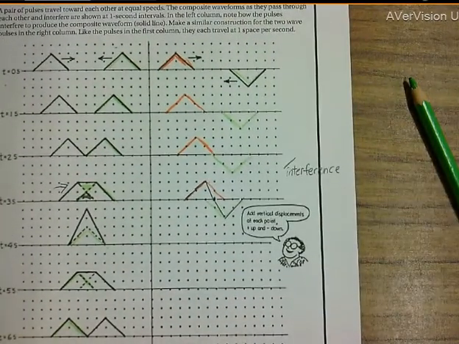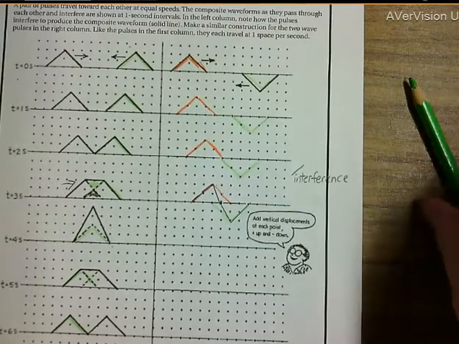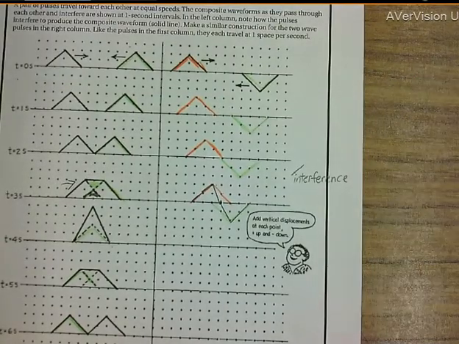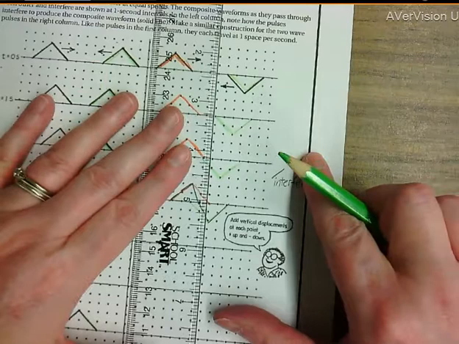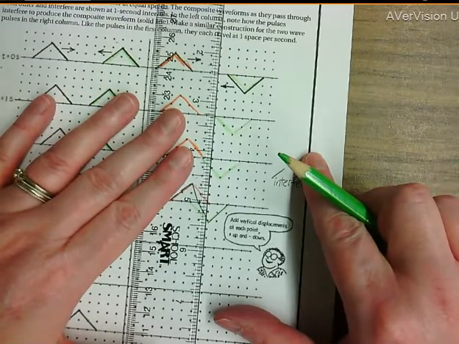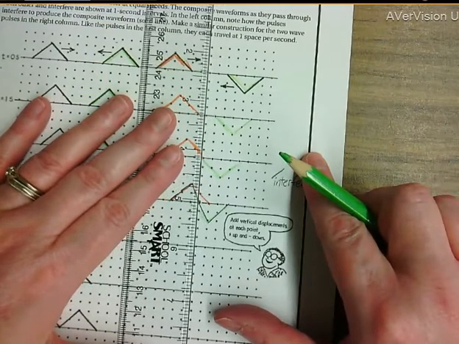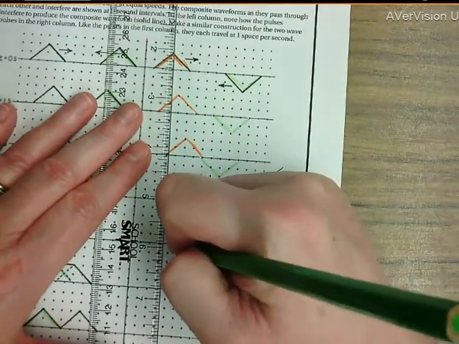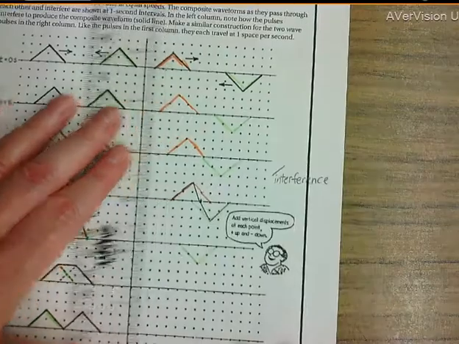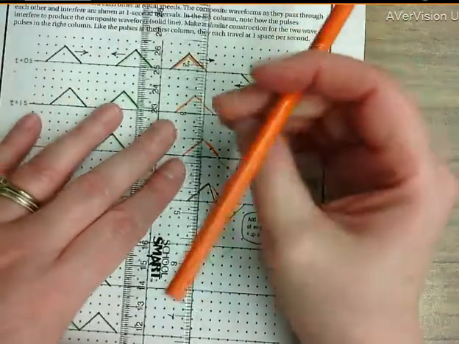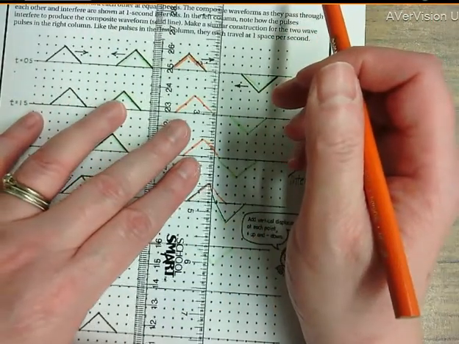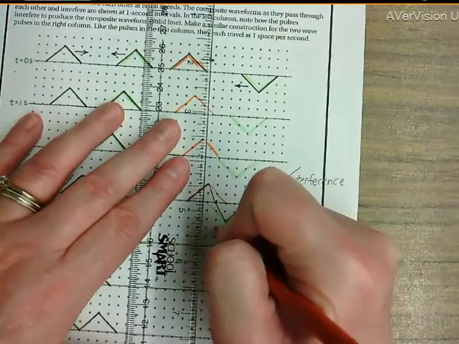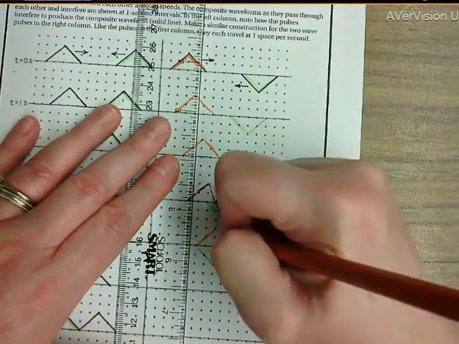Is my pencil, brown pencil. So now my green wave is moving to the left, and it was here, so it's going to move over 1. It's still 2 down, so it's there and there. There's my green wave. Now my red wave was here, and it's going to move over 1, and it's 2 and 2.